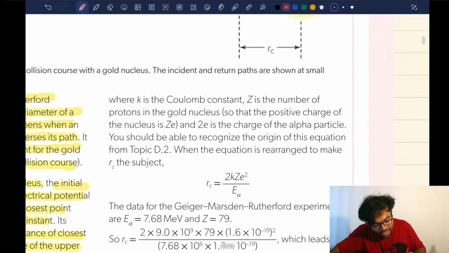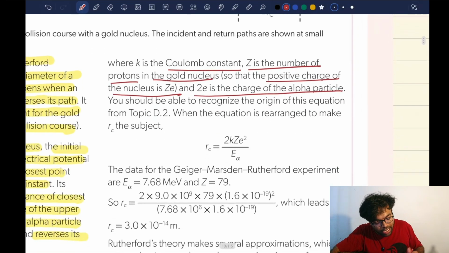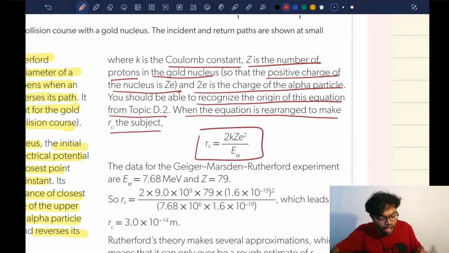Now, K is the Coulomb's constant, Z is the atomic number, the number of protons in the gold nucleus, so that the positive charge of the nucleus is Ze, and 2e is the charge of the alpha particle. You should be able to recognize the origin of this equation from earlier. We have already discussed potential energy, electric potential, and all the other stuff. When the equation is rearranged to make Rc the subject, you get Rc equal to 2kZe square upon E alpha.